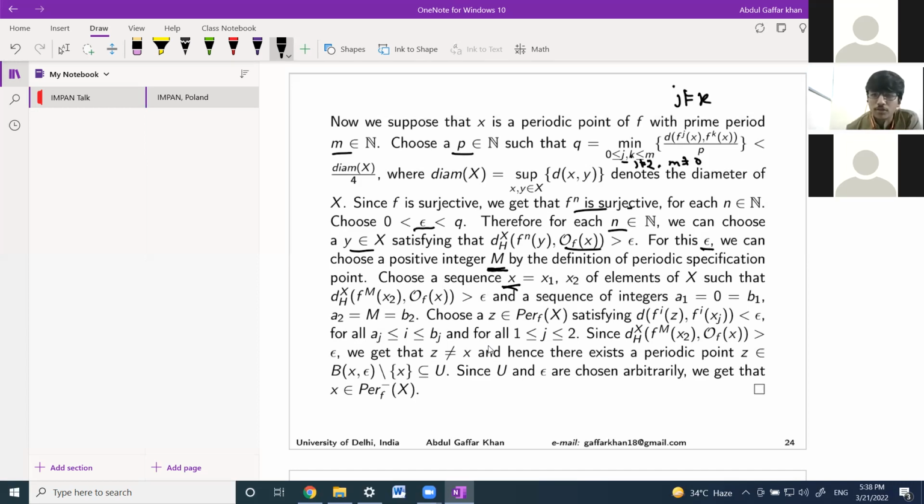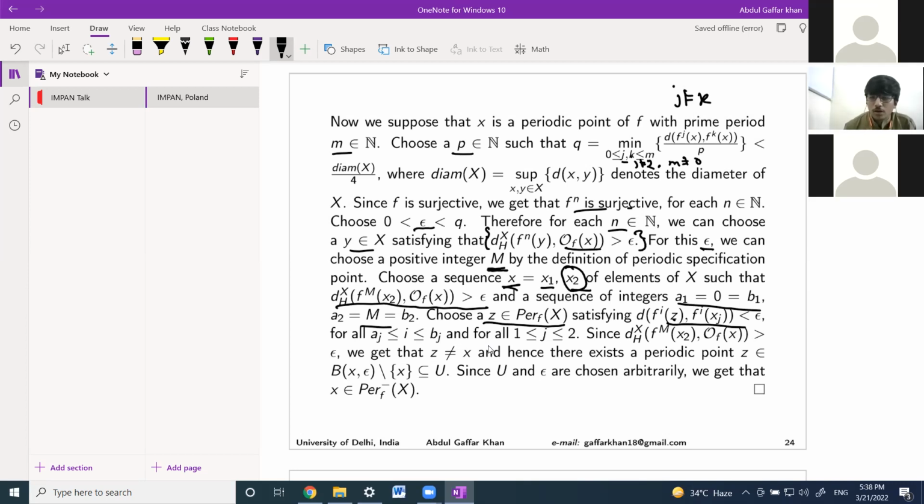Again, fixing the sequence in this form, x equals x1, and x is some element of X. But this case will require that x2 is chosen so that the distance between f^m(x2) and the orbit of x is greater than epsilon, and this exists because of the following observation. So x2 is chosen in this form. So for the fixed sequence a1 equals 0 equals b1, and a2 equals b2 equals m, you can find a tracing point, a periodic point z, which epsilon-traces these finite pieces of orbits.